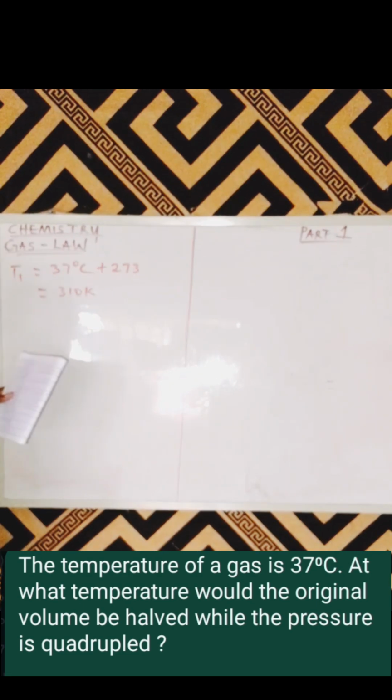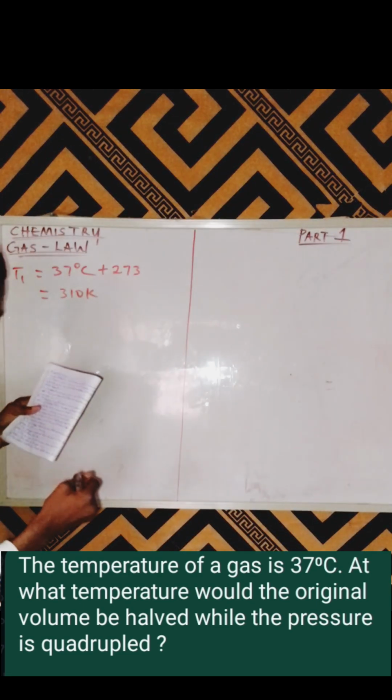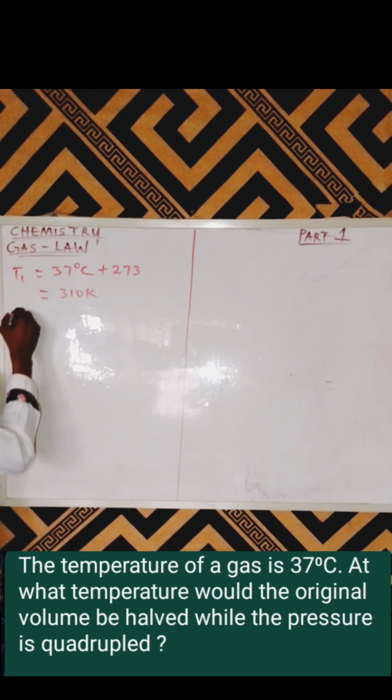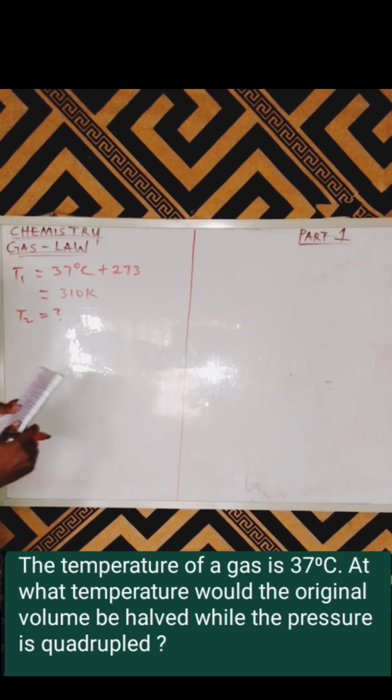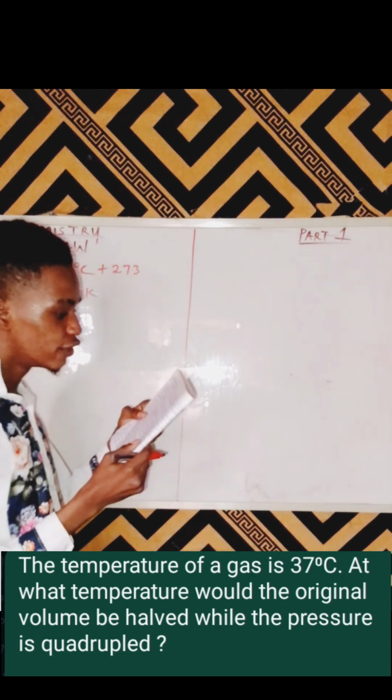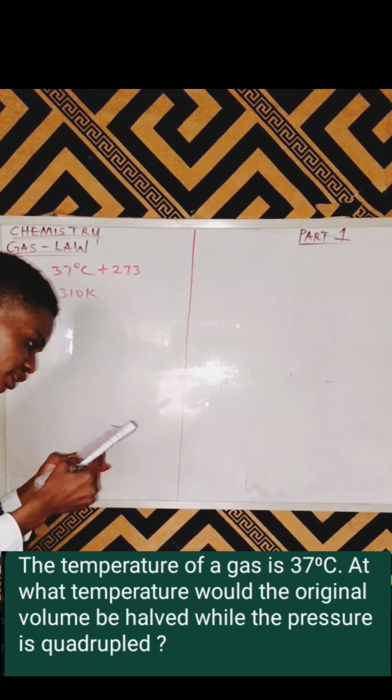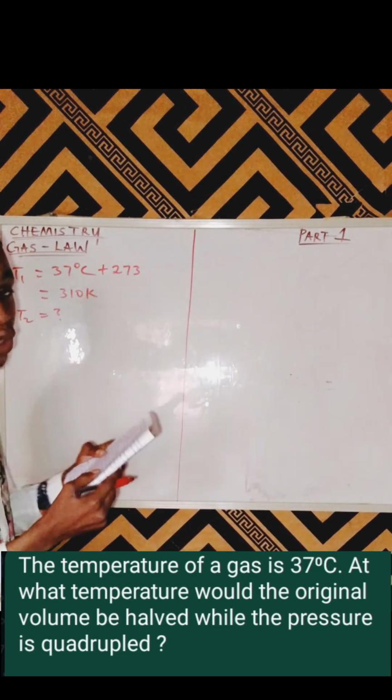So now what did I say again? At what temperature? So that would be T2. At what temperature would the volume be halved while the pressure is quadrupled?